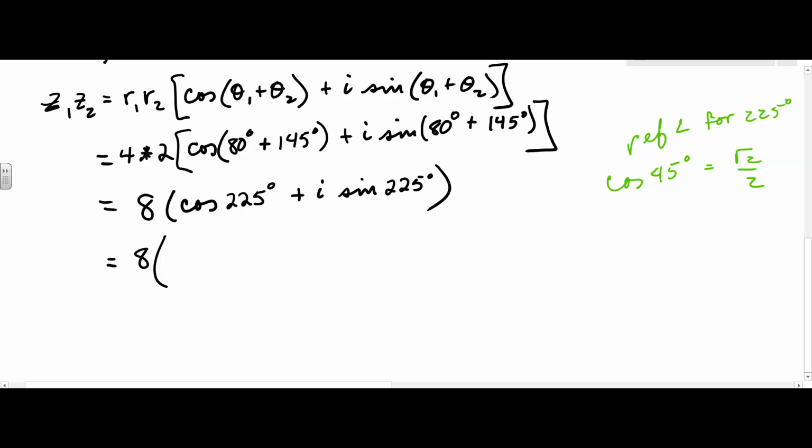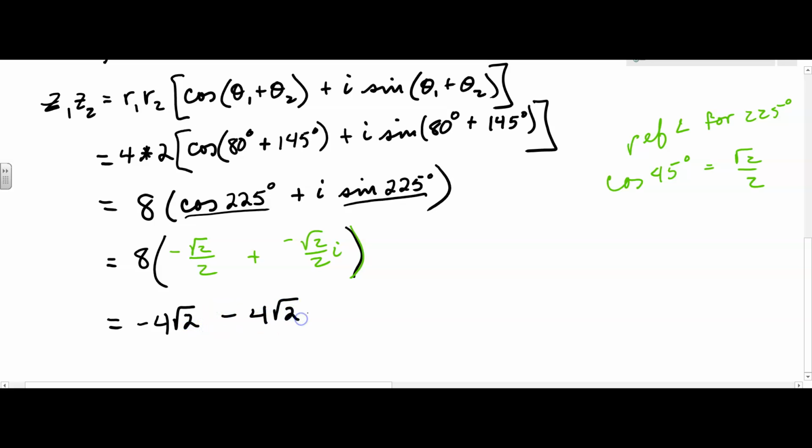Okay, and I had said they were both negative. So it's going to be negative square root 2 over 2 plus, well, I guess I should put minus, minus a negative square root 2 over 2 i. Now that takes care of that sine 225 and that cosine 225. We're actually putting in the values. And then we'll distribute the 8. So we should get a negative 4 square root 2 minus 4 square root 2 i.